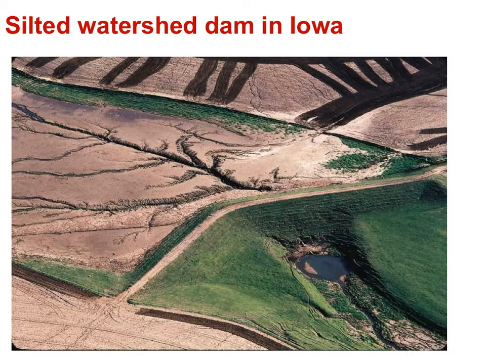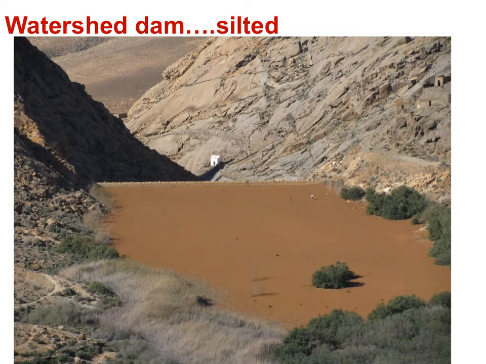And dams have a finite life because they ultimately fill in with silt carried downstream by the river and deposited by the slow-moving water at the dam. Here is another photo of a dam no longer in use because of silting.